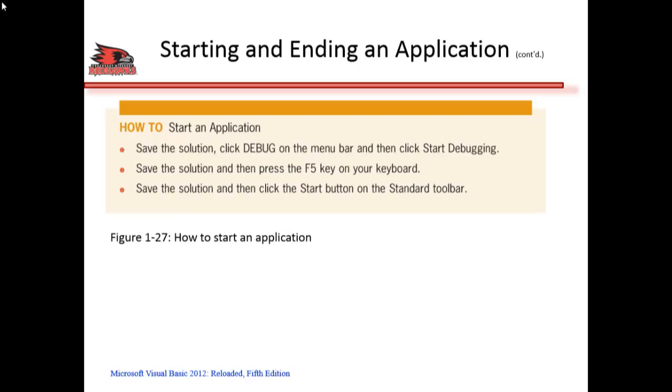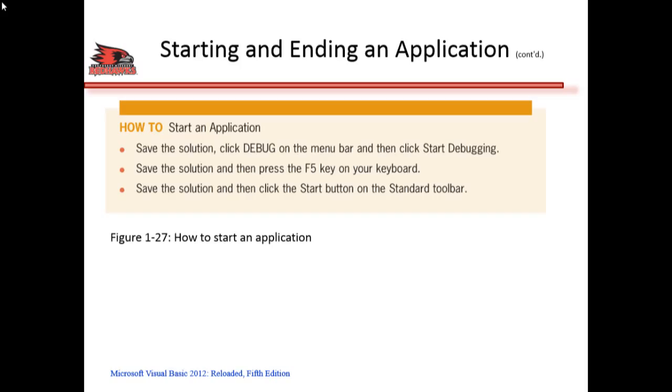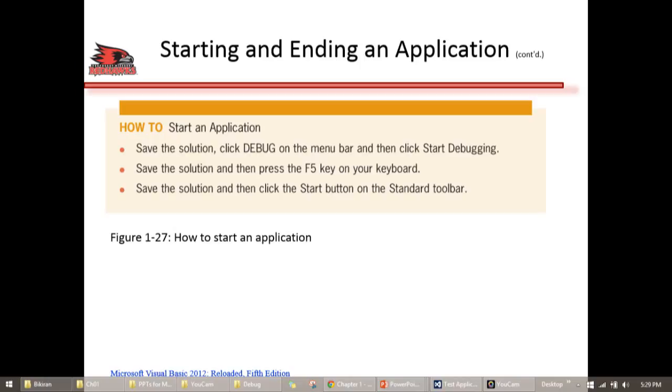So starting an application, if you want to start it from Visual Studio itself, it's pretty easy. You just click on the debug menu and click start debugging, or you save the solution. I mean, in any case, you have to save the solution, and you can press F5, which is the keyboard shortcut, and also the start button on the standard toolbar. So let's go and try this.